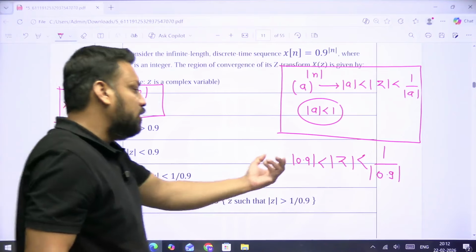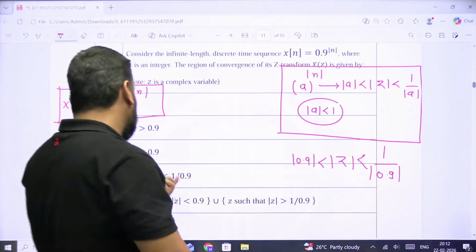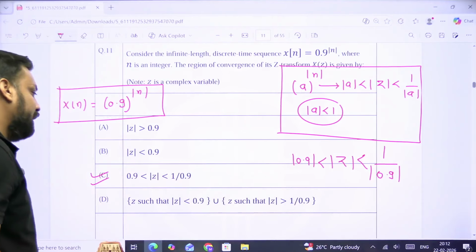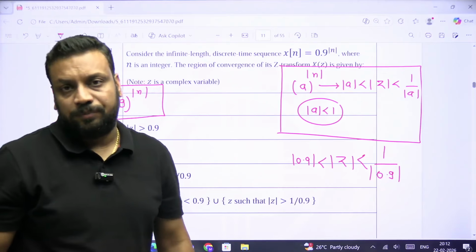However, why is mod not required? Because radius is never negative. So you can even ignore the mod also. So here mod of z greater than 0.9 and less than 1 upon 0.9. Option number C is absolutely the correct answer.